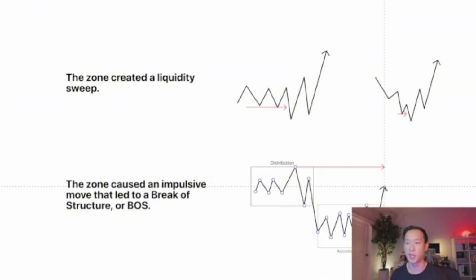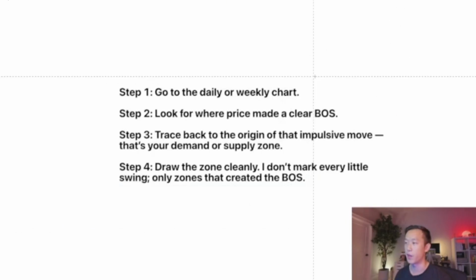So in this bottom example, if the price only came up to here, but it failed to take out this high, I'm no longer interested in taking any trade from this zone right here. So here's my exact process for finding zones. For step one, I'm going to go to the higher time frame, and generally I like to use the daily or the weekly chart. Step two is I'm going to look for where price made a clear break of structure.